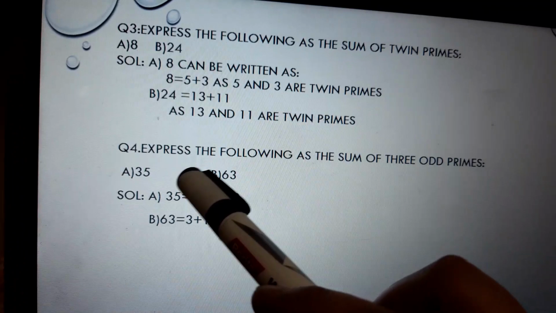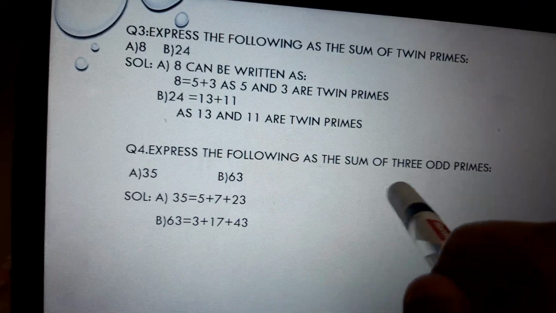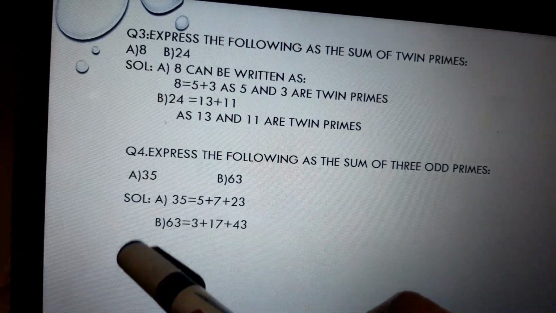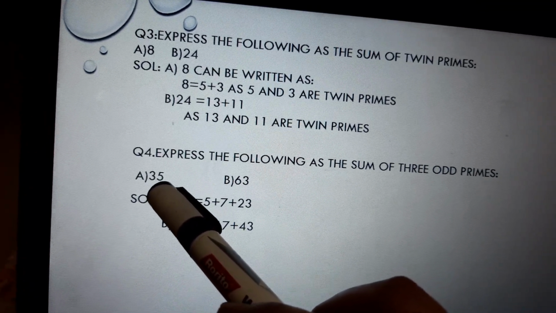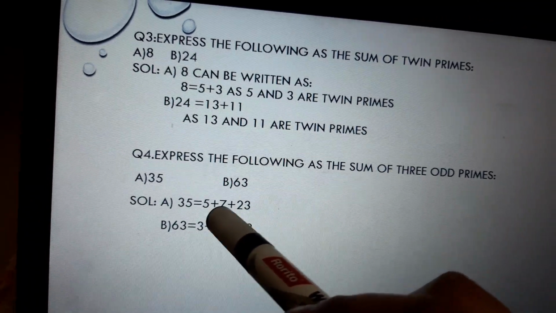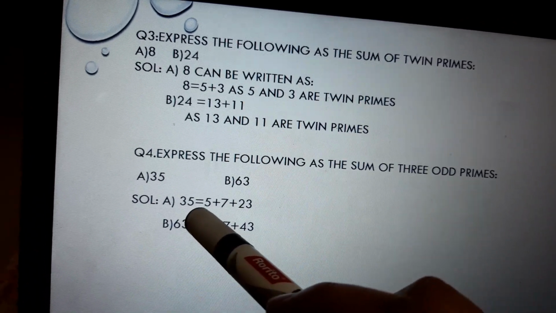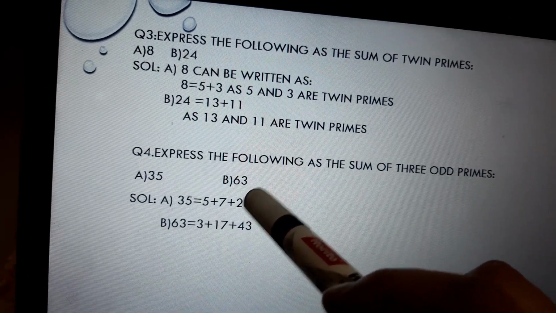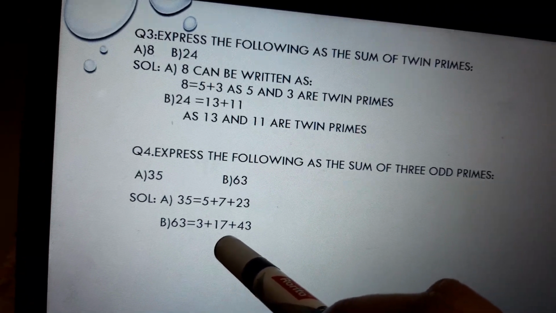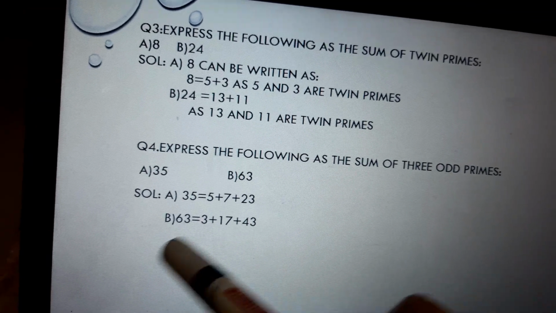Next question is, express the following as the sum of three odd primes. Three odd primes, right? Now 35. I want to find 35 as the sum of three odd prime numbers. Now 35, you can find a nearest prime number to 35. 23. If I add 7 and 5, then the answer is 35. So 5 plus 7 plus 23 is 35. Next is 63. 63 can be written as 3 plus 17 plus 43. These all are odd prime numbers and their sum is 63.